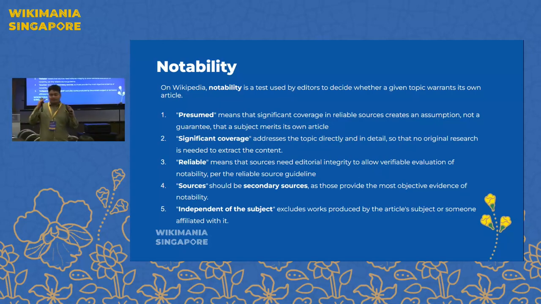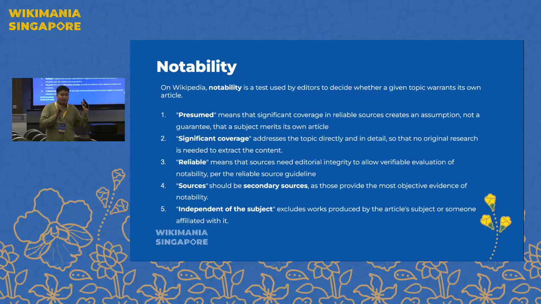If there are many sources that address the specific topic, that may be notable enough to be written on Wikipedia. So no original research, like interviews from first-hand sources, is required. And then the reliable: not every site on the internet can be used as a reference on Wikipedia. Only reliable sources like newspapers, books, journals; blogs are not recommended to be used as a reference. And sources should be secondary sources, like what I mentioned before, like newspapers, books or journals, and independent of the subject. So the source is not written by the related person who maybe wants to be written about on Wikipedia.